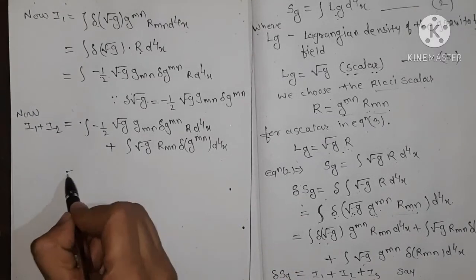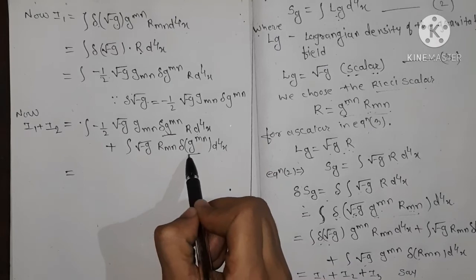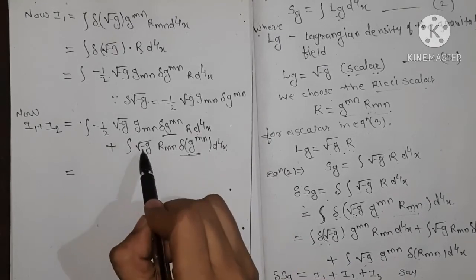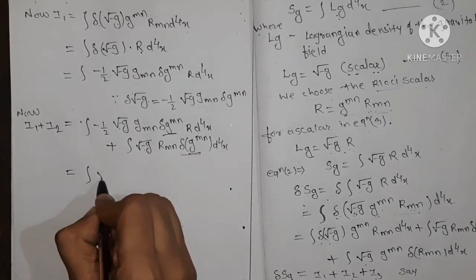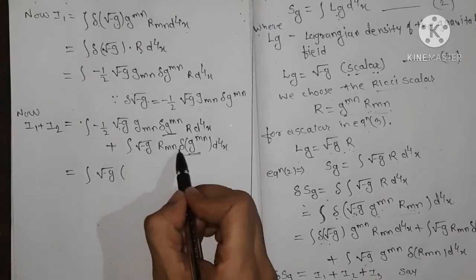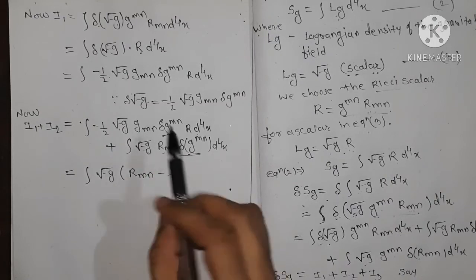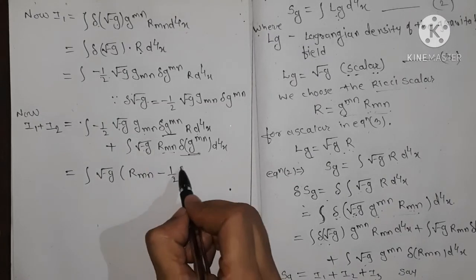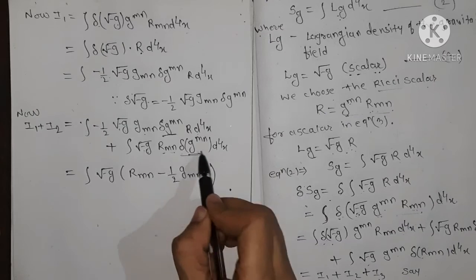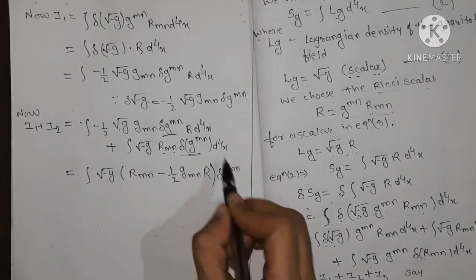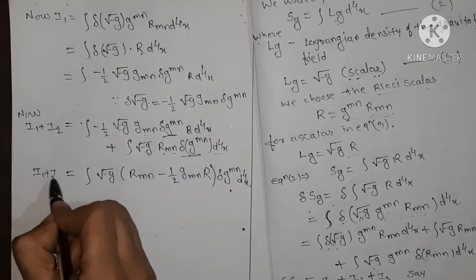Okay, so this is equal to, now here we can take the common factors, since delta of g^mn is here, so we can take out the common delta of g^mn, and under root of minus g is also common here. So we have the integral of under root of minus g, in the bracket, it remains R_mn minus 1 upon 2 g_mn R, and outside the bracket we take delta g^mn, and the integral element d4x. So this is our value of I1 plus I2.